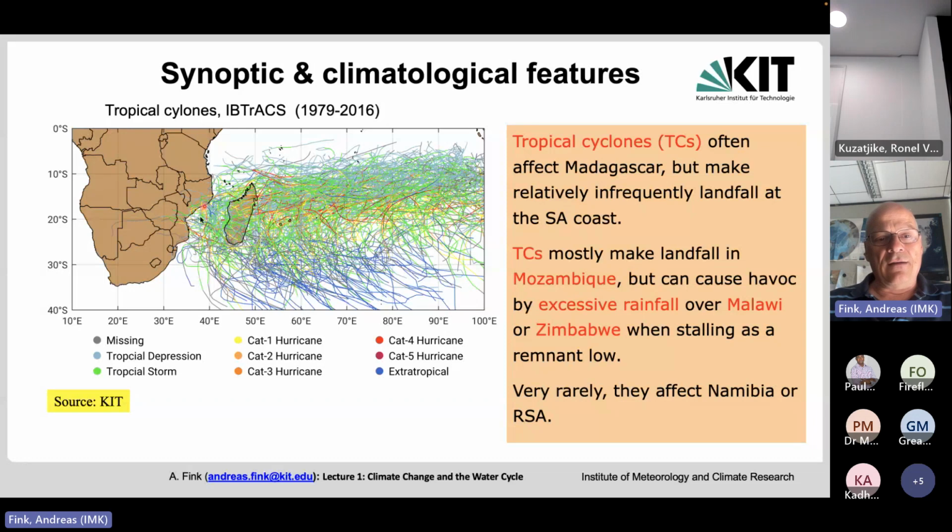There are not many that go straight and make landfall in Mozambique, but if, as you know from recent examples, they cause excessive rains, not only in Mozambique, but also in Zimbabwe and Malawi and parts of Zambia, when they stall as remnant tropical lows. Very rarely, actually, these tropical cyclones affect the Republic of South Africa.